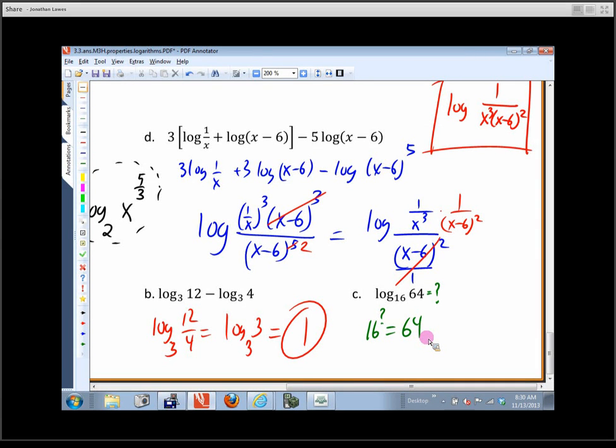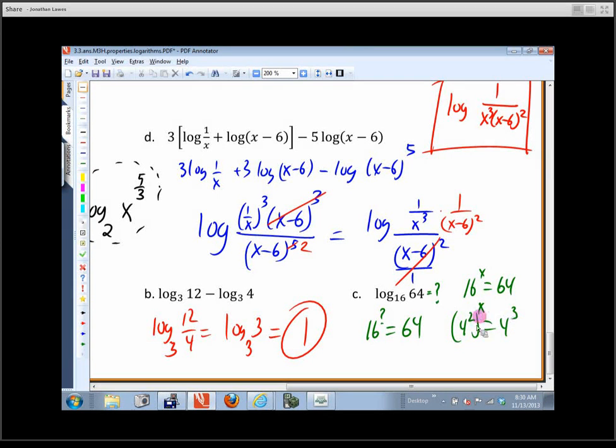Okay? So here's a little primer on what we're going to be doing in section 3.4. Okay? This is what we'd call an exponential equation. We're trying to find an answer to this. Okay, now, do 16 and 64 have anything in common as far as exponentials go? They are both powers of 4, aren't they? Isn't this 4 squared? And isn't this 4 cubed?